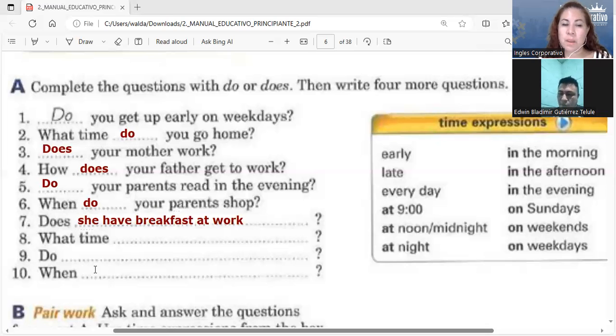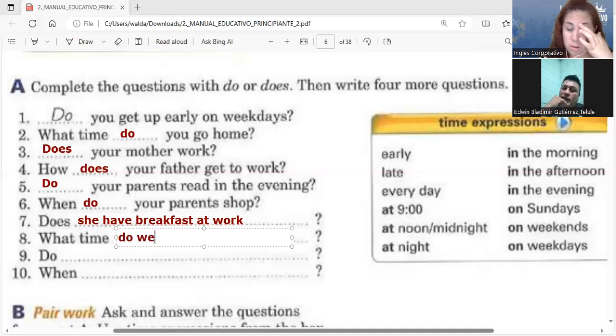What time? What time do I start in the work? What time do I start or do you start? Do we start? Do we start? Is that what you meant? What time do we start? Okay. In your work. What time do we start? Okay, do we. So the subject is we. So do we start? Our work. Yeah, so it has to be our, because it's we. Does that make sense?